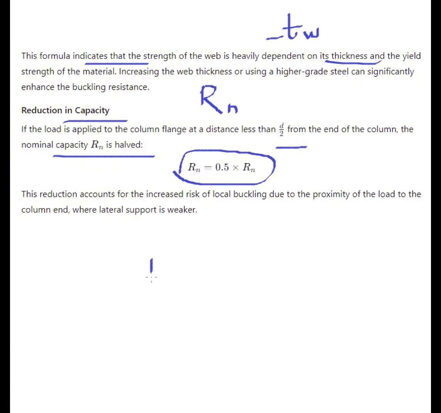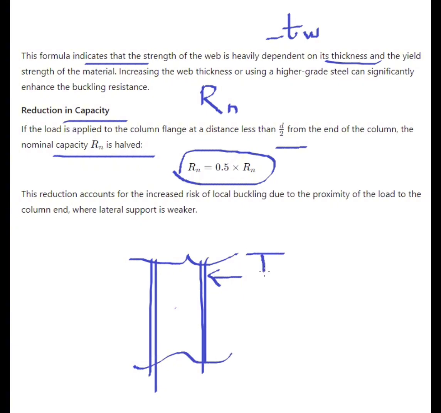That means if we have the column like this and the force is applied, this is the column flange, this is the column flange and the column web, this is the column end. From the end of the column, the force is acting at a distance less than d by 2. If it is acting less than d by 2 as a compressive force, then the nominal capacity Rn of the column is halved. Halved means it's reduced to half the value. Here you can see 0.5 times Rn. The revised Rn is 0.5 times Rn.